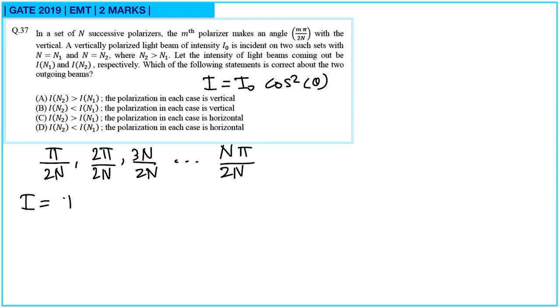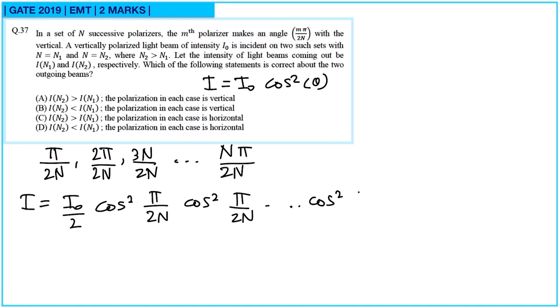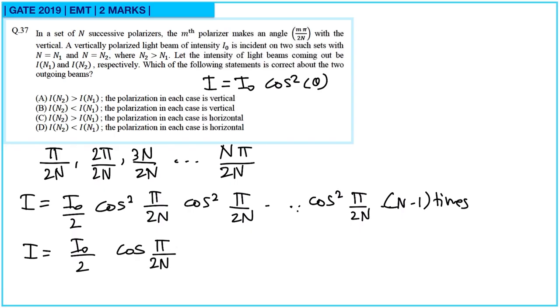So I is equal to I0. From the first polarizer it will be I0 by 2. Then from the next polarizer it will be cos square pi by 2n, into cos square pi by 2n, and so on into cos square pi by 2n. So this will be n minus 1 times. So that means I is equal to I0 by 2 into cos of pi by 2n, this thing raised to 2 raised to n minus 1. This many times it will be there.